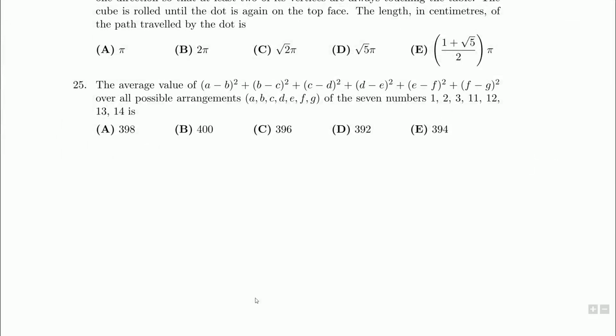We've got question 25. The average value of (a minus b) squared plus (b minus c) squared plus (c minus d) squared plus (d minus e) squared plus (e minus f) squared plus (f minus g) squared over all possible arrangements a, b, c, d, e, f, g of the seven numbers 1, 2, 3, 11, 12, 13, and 14 is... Then we have some numbers that are very close to one another.